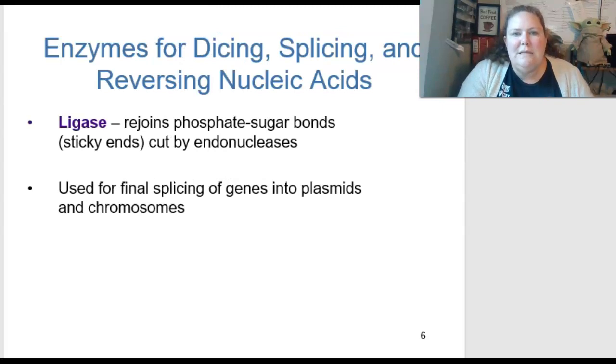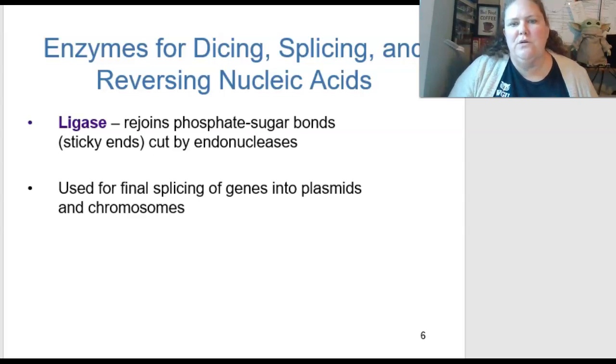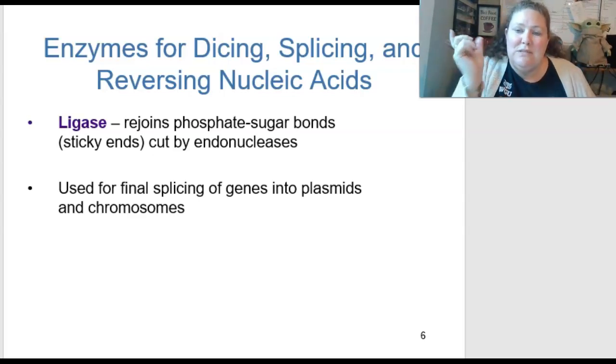Of those enzymes that are used for dicing, splicing, and reversing the nucleotides, we also have one called ligase. Basically, this is a glue, right? To ligate something means to stick it together or to glue it together. So this is where we're going to rejoin that phosphate-sugar bond, which is that sticky end that was cut previously by those endonucleases.